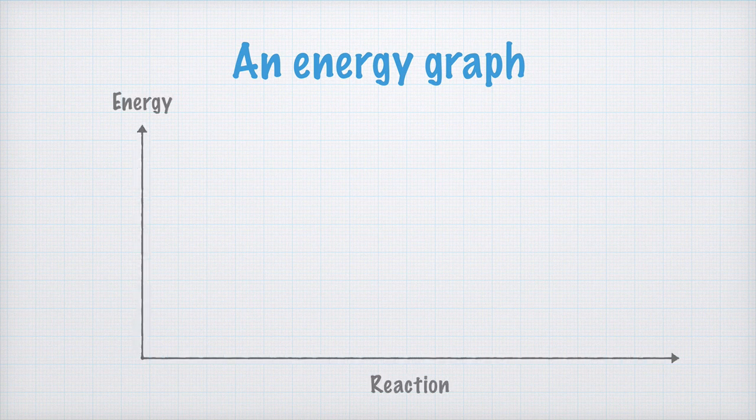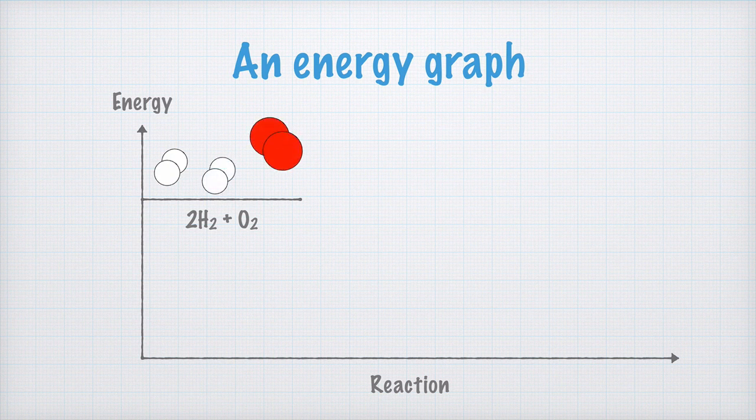Let's draw an energy graph here to explain what happens in the reaction in terms of energy. On the y-axis we put energy, and on the x-axis we put reaction. And somewhere up here we indicate that we have the hydrogen and oxygen molecules before any reaction has taken place. And just to make it really clear, let's also draw 2 hydrogen molecules like this and an oxygen molecule too.